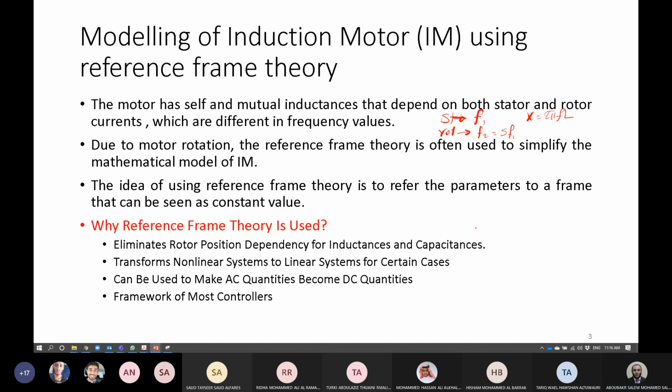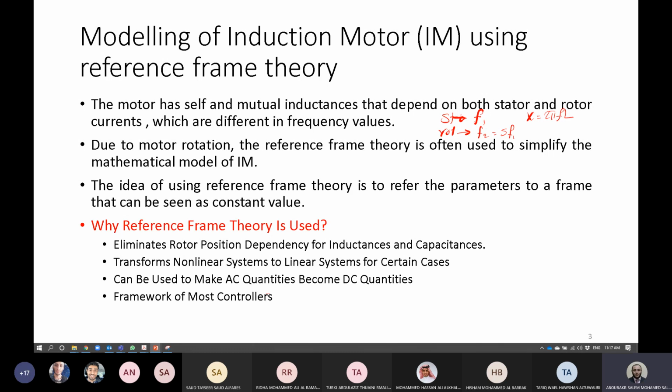Also, it is the framework of most controllers. Now, almost not most, all controllers now are using reference frame theory. So in order to control any type of machine, you need to understand the reference frame theory.